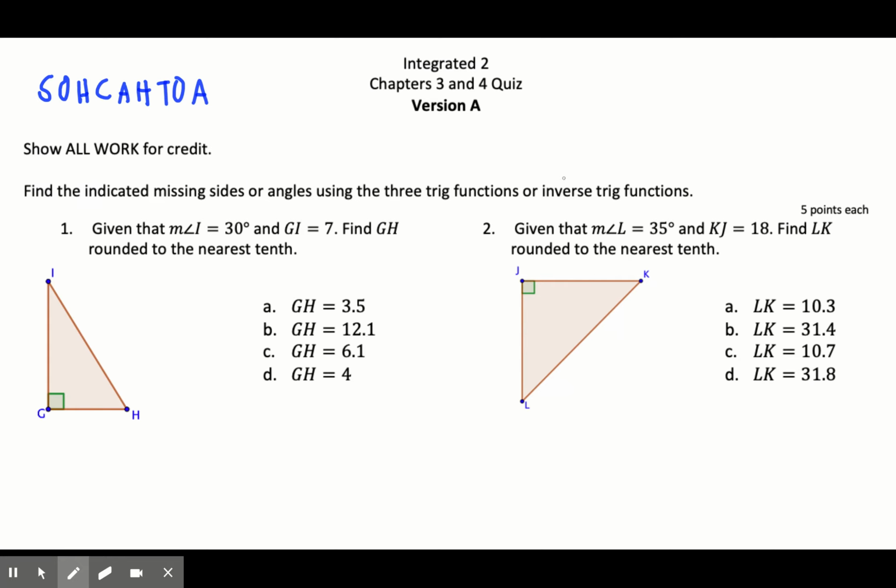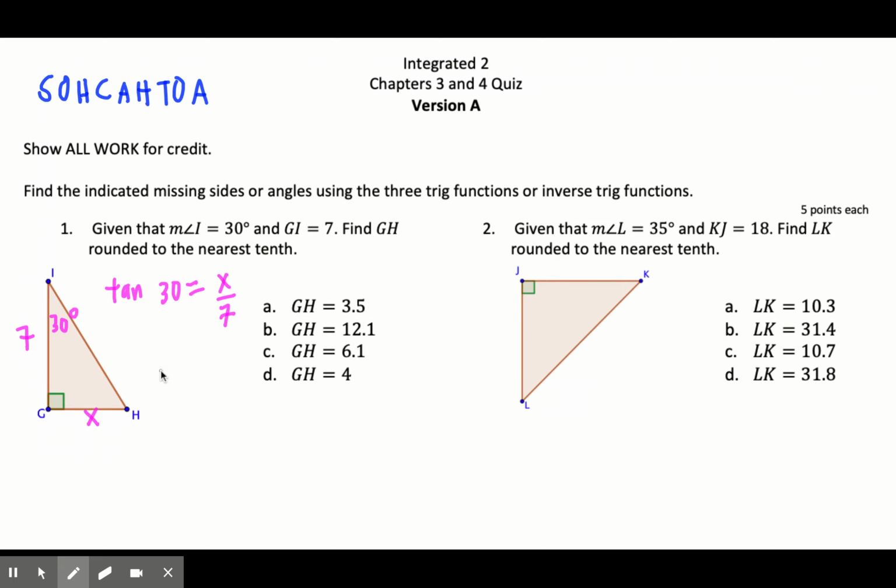So for this first one, it says, given that the measure of angle I is 30 degrees, so this is 30 degrees, and that GI is 7, find GH and round to the nearest tenth. Okay, so GH is opposite and GI is adjacent. So that's TOA, so you want to use tan. So then it's tan of 30 equals opposite over adjacent.